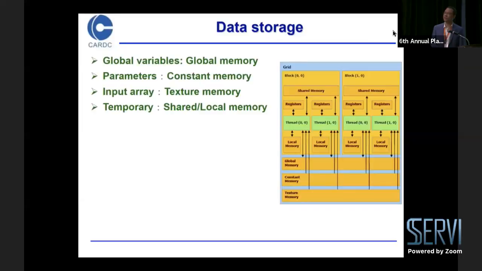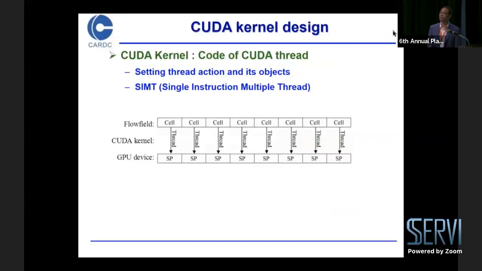There are 4 types of variables in the program: global variables, constant parameters, input arrays, and temporary variables. So we should treat the 4 types of variables separately on their merits for data storage. CUDA kernel design: the CUDA kernel is the code of a CUDA thread. We use SIMT, single instruction multiple threads, to set thread actions and their objects.